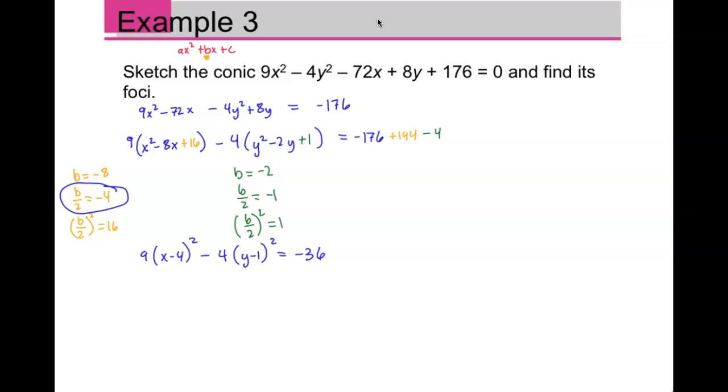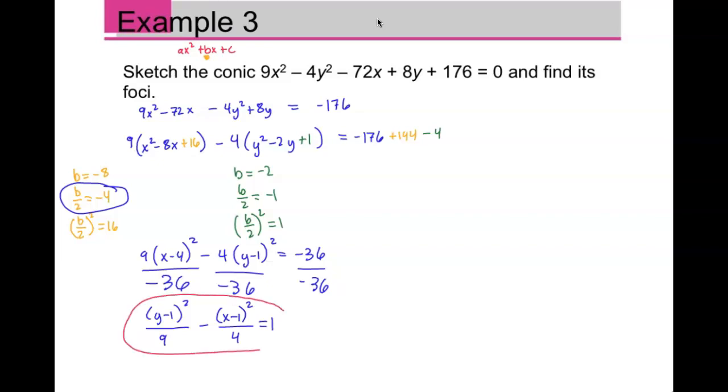All right, so it's either an ellipse or a hyperbola. In standard form, we want them equal to 1, right? So what's the last step? So I'm dividing by negative 36, and what that's going to do, it's going to switch the positions of the x and the y, right? So it's going to make the y term positive and the x term negative. And so what I end up with is y minus 1 squared over 9 minus x minus 1 squared over 4 equals 1. And there's my equation. So there's my hyperbola.